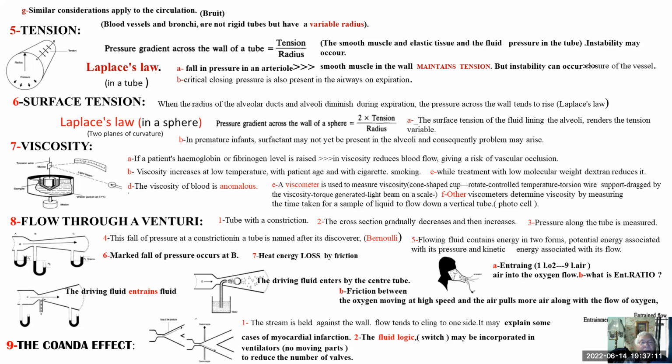The viscometer, as you can see, is made of a cone. In this cone, we put the fluid whose viscosity we want to measure, and we maintain the temperature.